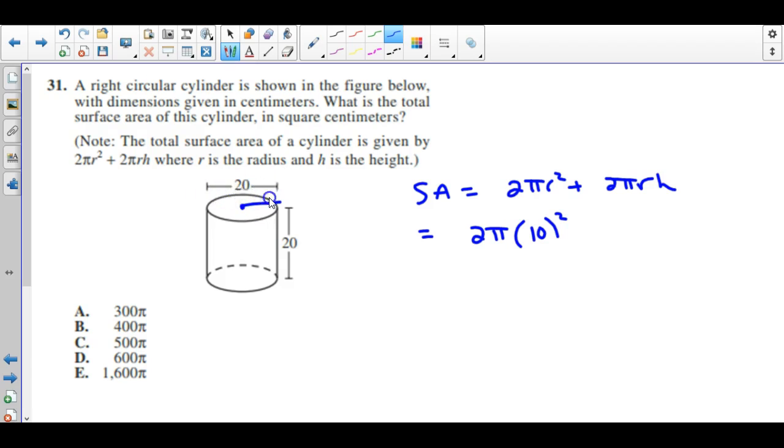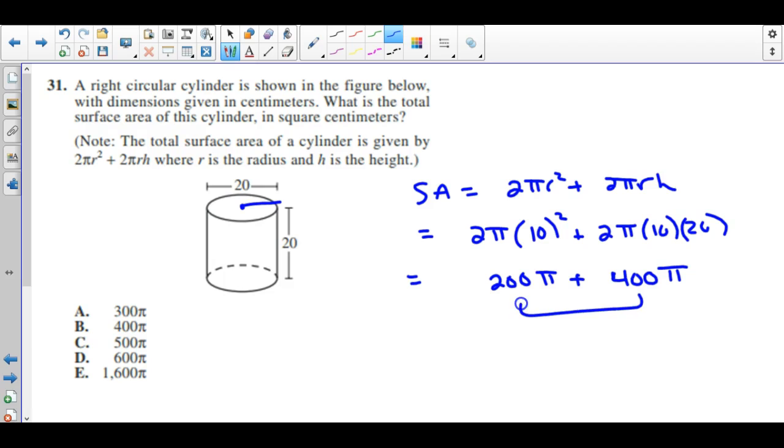So they're giving me diameter. So I need my radius here. And then for this other side, you're going to take 2 times pi times my radius times the height. And basically just simplify the expressions. This first expression comes out to 200 pi. And this expression is going to come out to 400 pi.